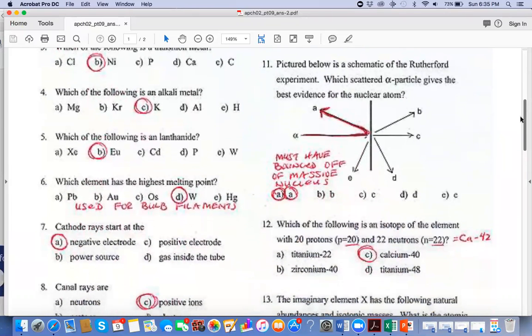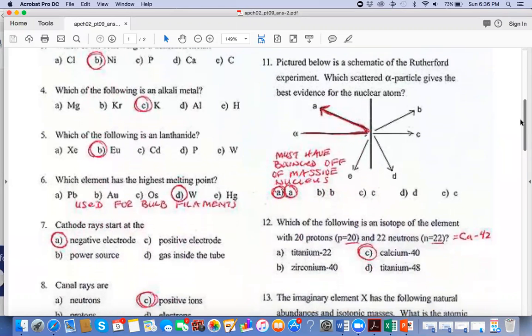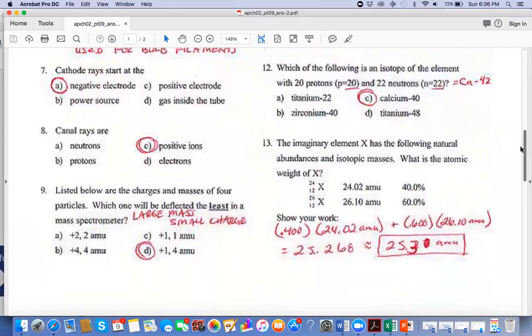Picture below is a schematic of the Rutherford experiment. Which scattered alpha particle gives the best evidence for the nuclear atom? So it must have bounced off of a massive nucleus, and so the alpha particle is the one that we're looking for there. Which of the following is an isotope of the element with 20 protons? So P equals 20 and 20 neutrons, N equals 22. So that's calcium-40. That's what we're looking for.